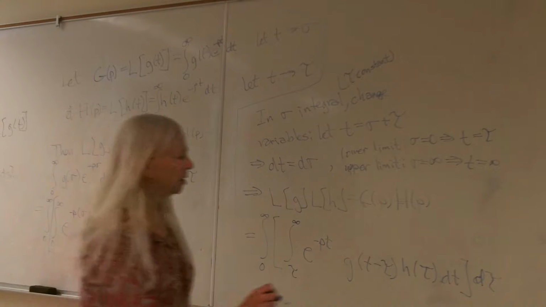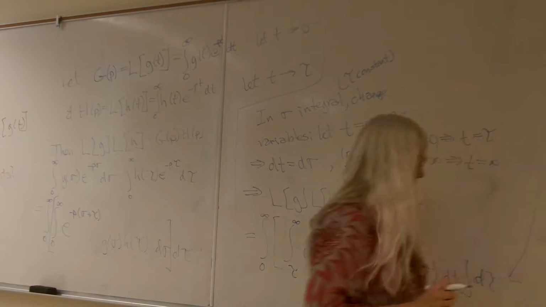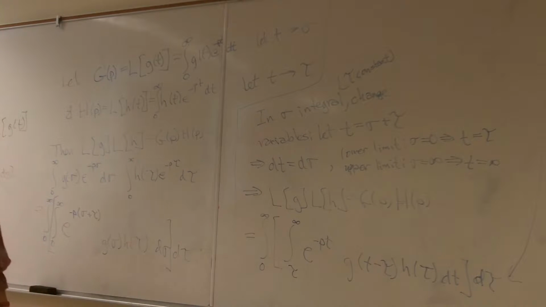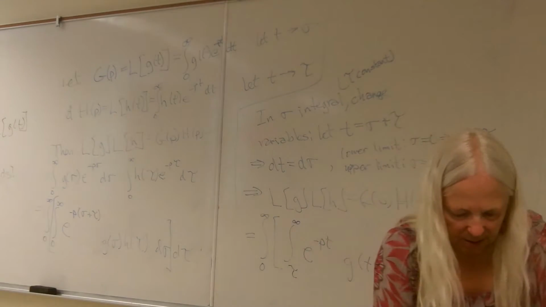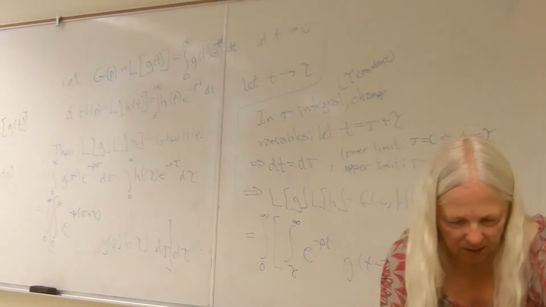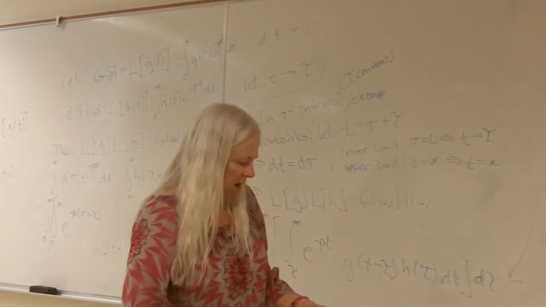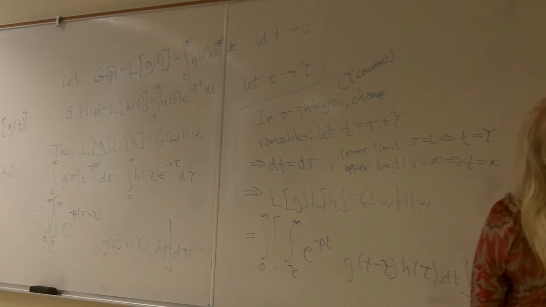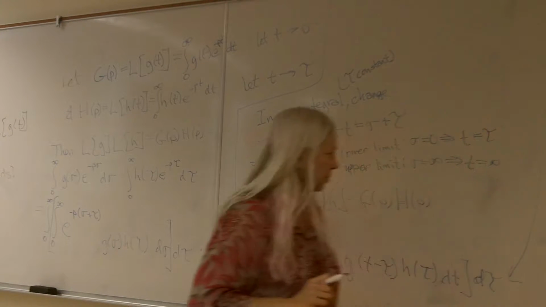Now, let's visualize geometrically what region we're integrating over as we do this double integral right here. I'm going to try the purple marker because this blue one's light also. Let's draw a graph where we put tau on the vertical axis and t on the horizontal axis. Okay?